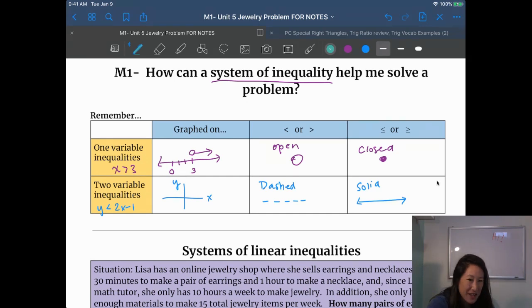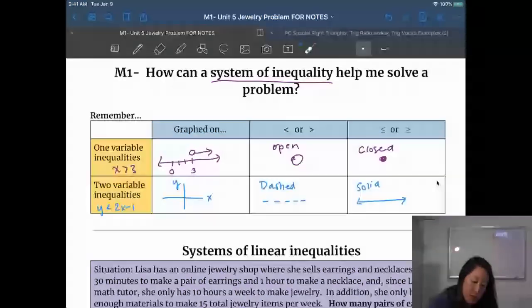Here are some things that we can remember from inequalities. An inequality in one variable is like x is greater than 3. We graph it on a number line. If the equal sign is not included, we use an open circle, and if included, we use a closed circle.